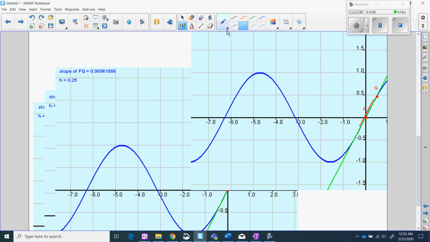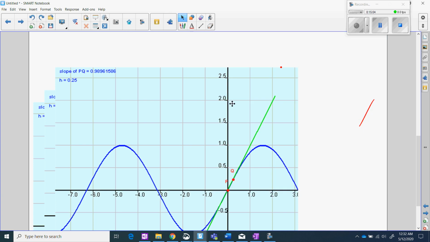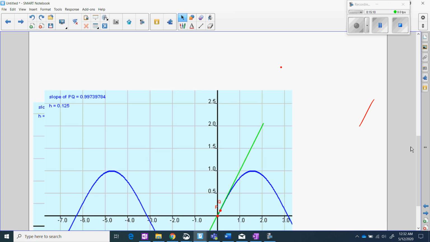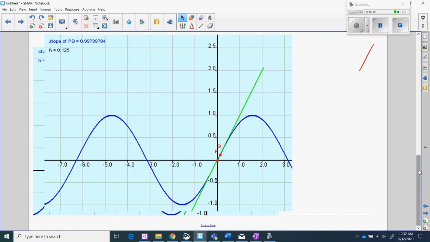Well, the theory behind it, and if you want to get into the calculus of it here in a second, the theory behind this will be, as I get closer, notice Q is even closer again. Now Q is even closer. Down here, I got one more.